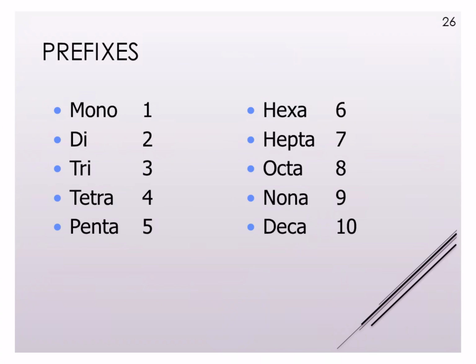Penta is five. Hexa is six. Hepta is seven. Octa is eight, so we've got our nice stop sign with eight sides. Nine is nona, and ten is deca. So you can think about a decade being ten years.